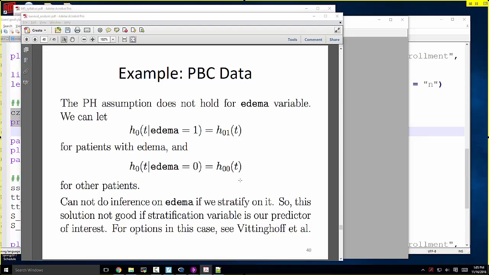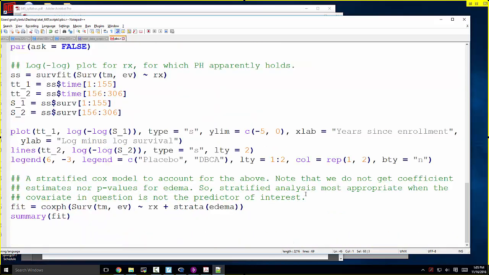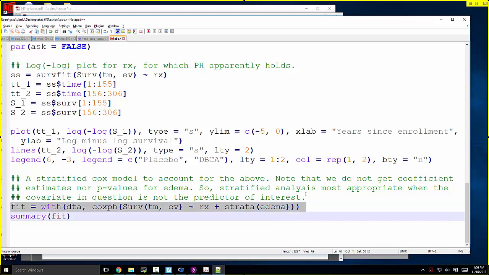To do that, I'll show you the code. There is a strata argument to Cox-PH and also to several modeling functions in R, like LM and GEE, GLS. So if we say Cox-PH, survival time tilde Rx plus strata edema, that means do a stratified Cox model, allow for edema level specific baseline hazard functions.